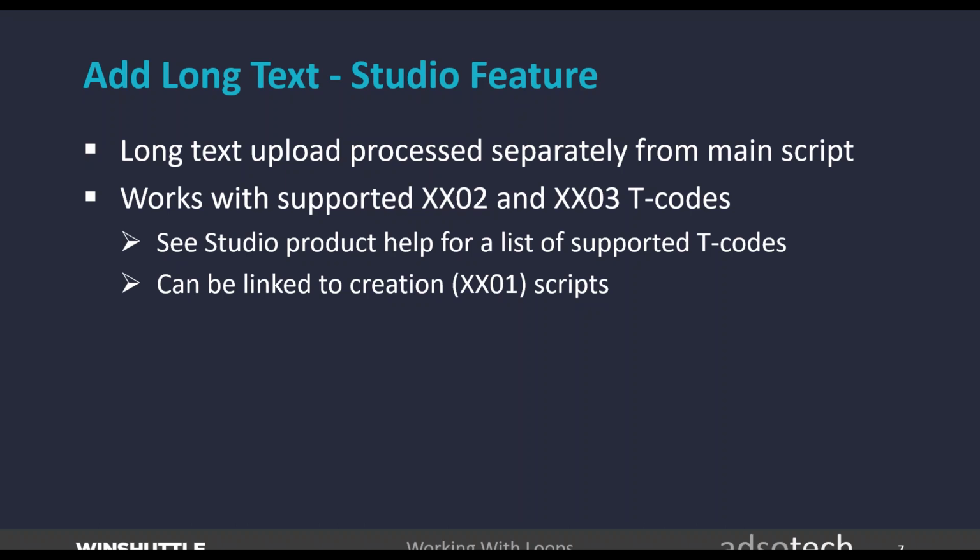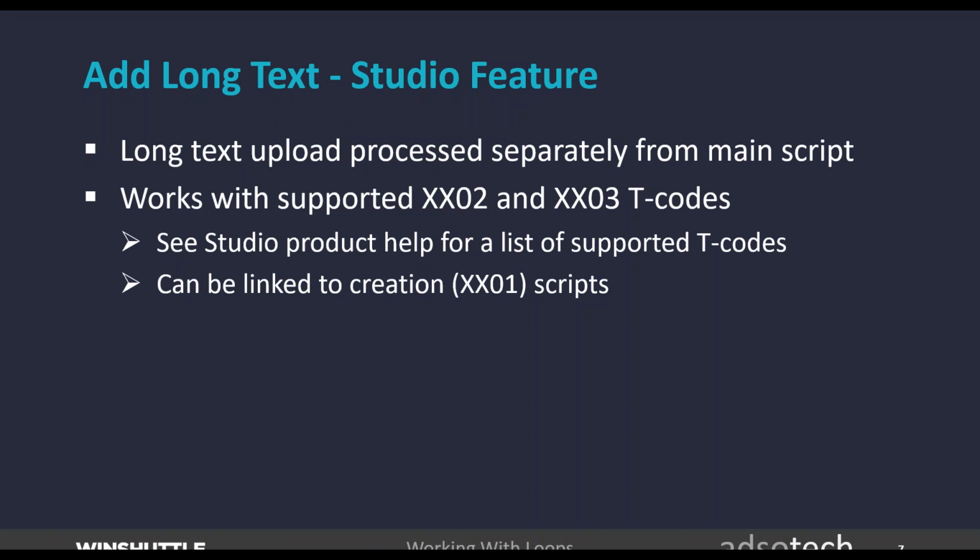But if you have a process where you are first creating something, then you want to add long text, you can use script linking to form chains of scripts, and that allows you to add long texts even to processes where you are creating new records, whatever it is, MM01 or VA01 or FP01, whatever the process is that you are working on. So there are some limitations.